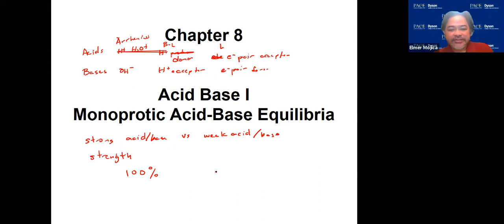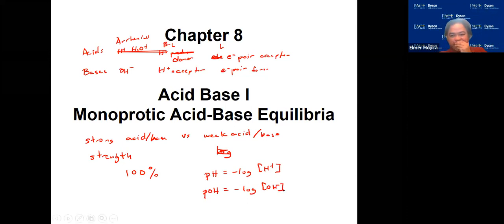So that's the main difference between a strong acid and a weak acid. What else have you learned about acids? You learned this concept: pH is equal to negative log of H plus or H3O plus, and pOH is equal to negative log of OH minus. Now, how do we identify a strong acid from a weak acid? Do you still remember?